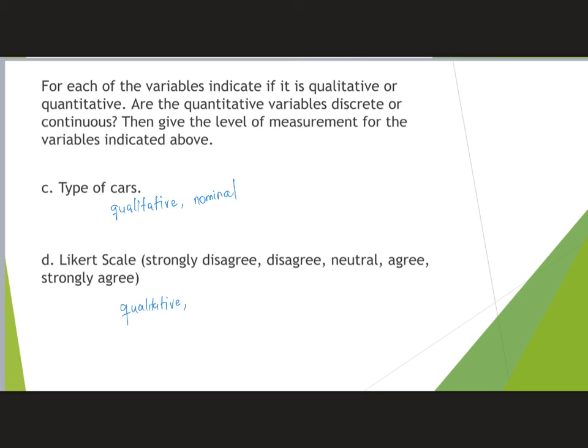Now, what is the level of measurement? Over here, because there are ordered responses, we have strongly disagree followed by disagree, followed by neutral, followed by agree, then strongly agree. We realize that the responses are in some sort of order. So then the level of measurement is ordinal.